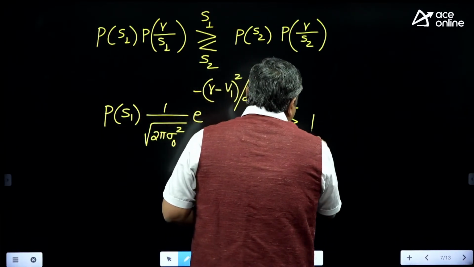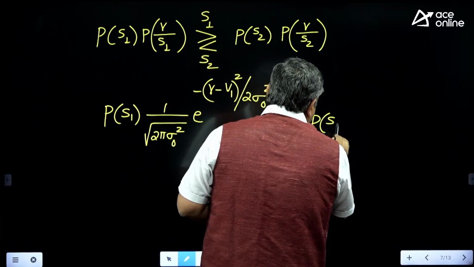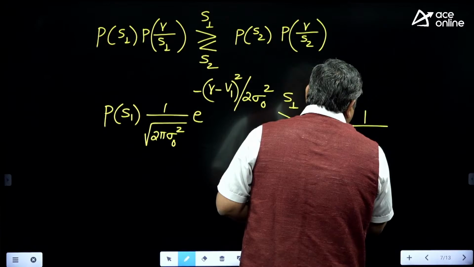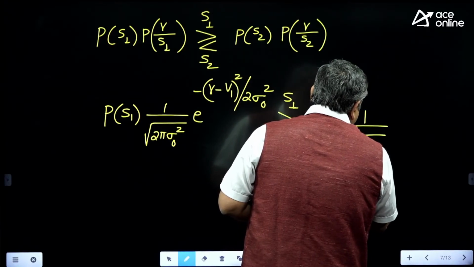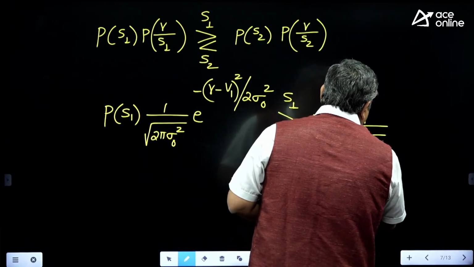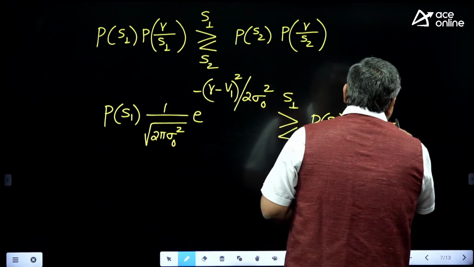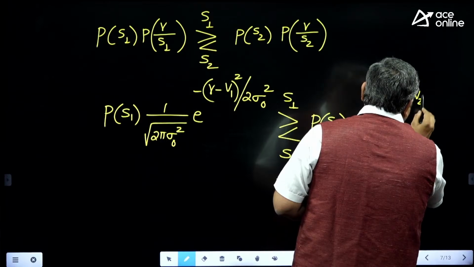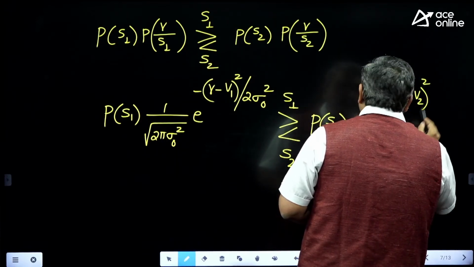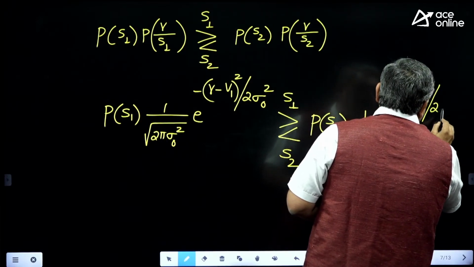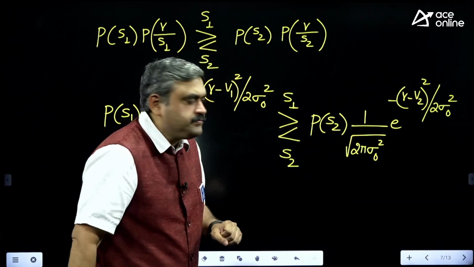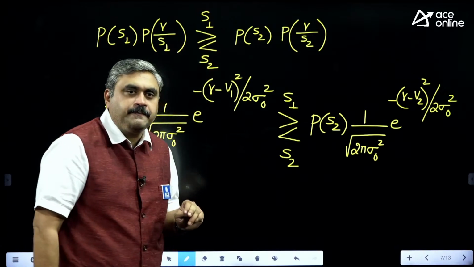Into P of S2 multiplied by 1 by root 2 pi sigma naught square into e power minus of R minus V2 whole square divided by 2 sigma naught square. Finish. Got my point or not?